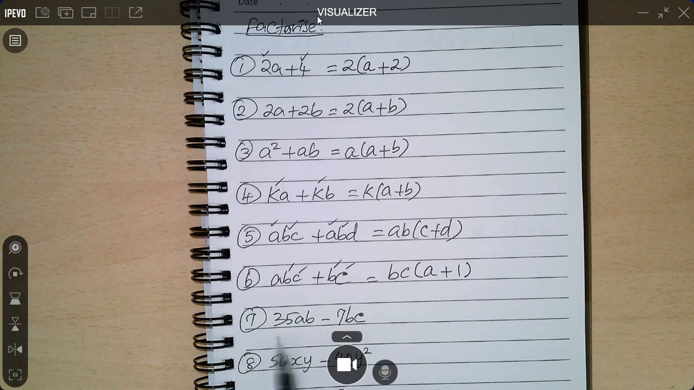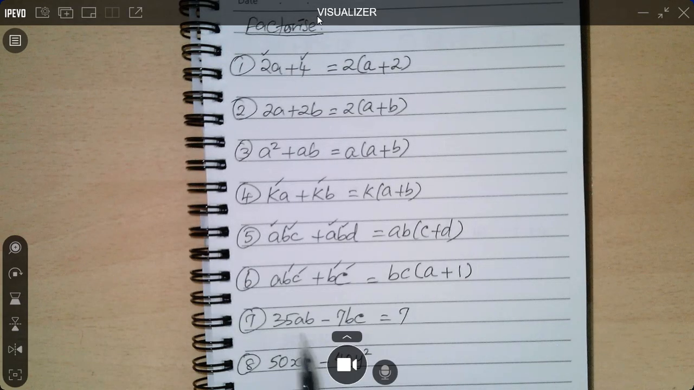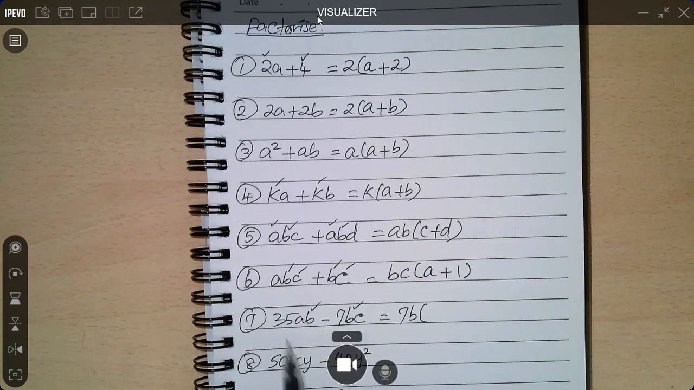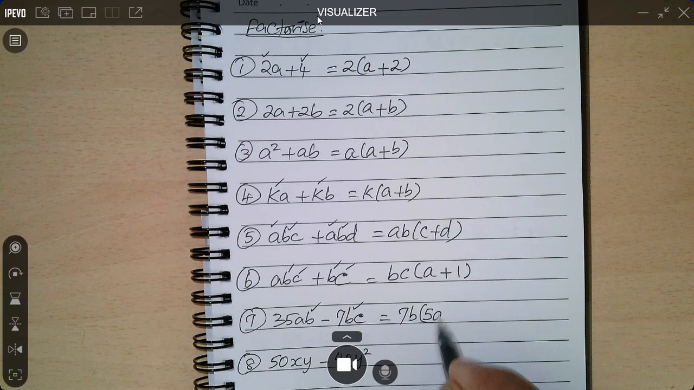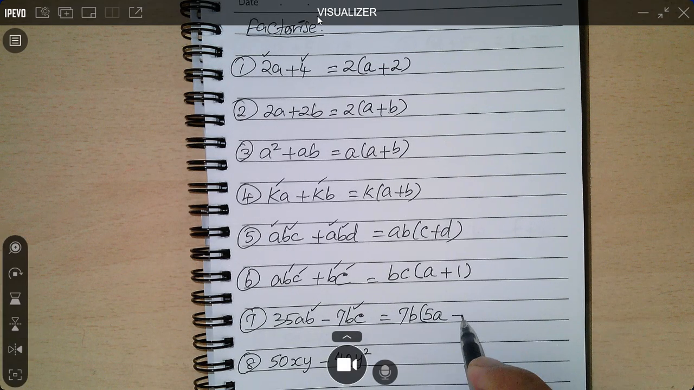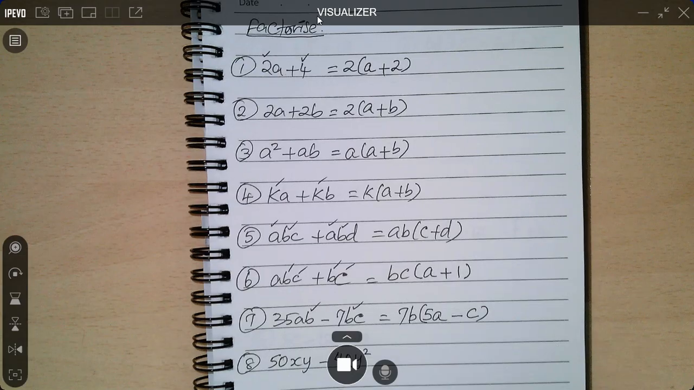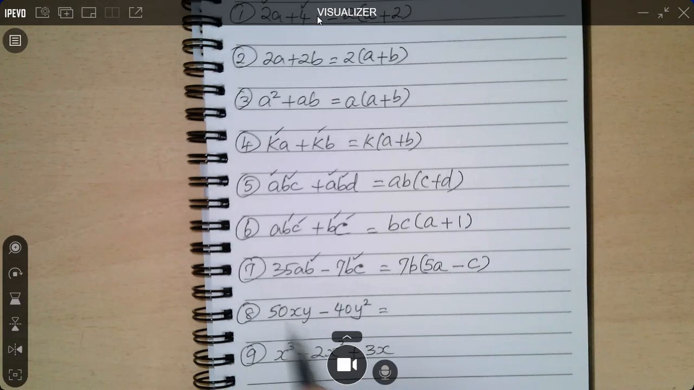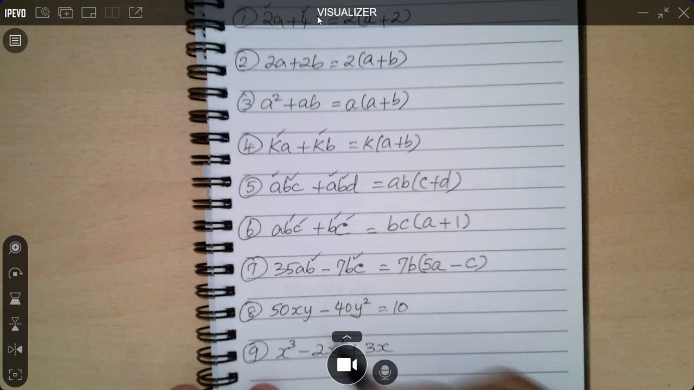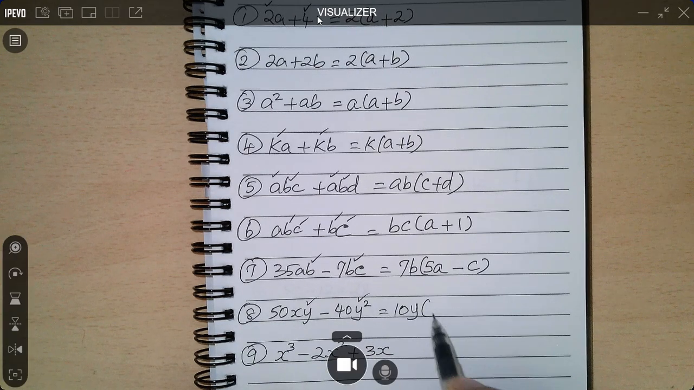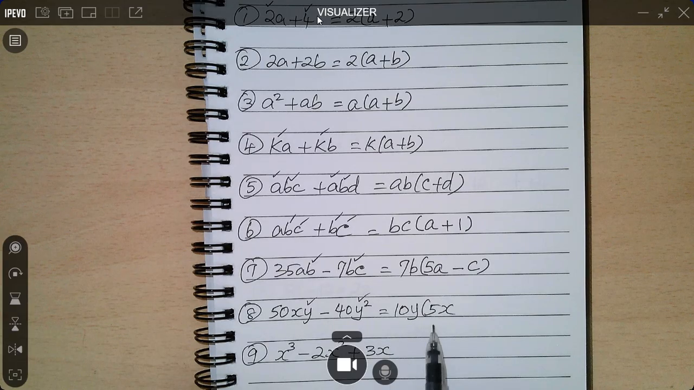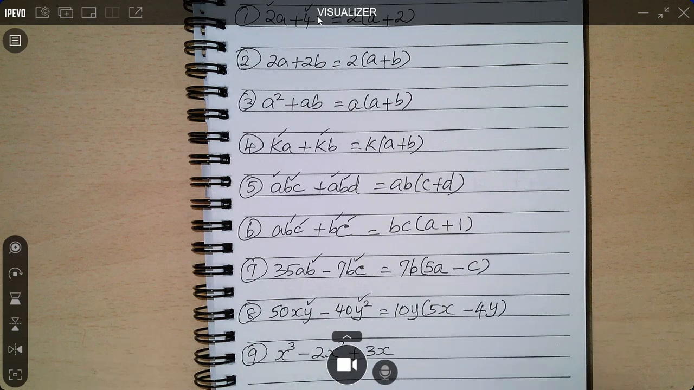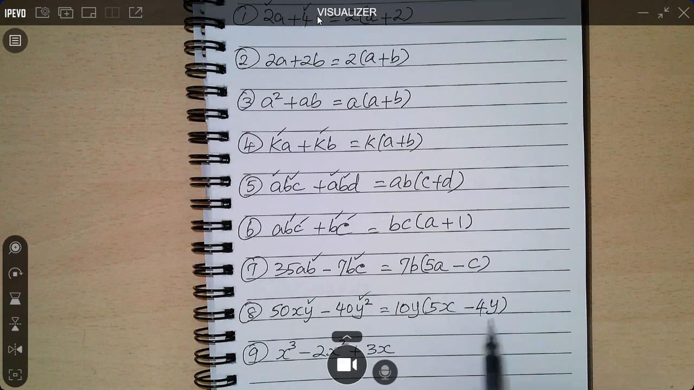Now look at this, 35 and 7. 7 is common. You've got a here, don't have a here. You've got b here, got b here. So 35, if you take out 7, the balance is 5a, the b you took out. Minus 7b, you took out already, c. Now let's take a look at the next expression. 50 and 40, 10 is common. You have y here, you also got y here, so 10y. The balance is 5x, as 50 taking out 10 would be 5, minus 40 taking out 10 would be 4, and 1y here, another y you took out already. If you multiply back, you will get back this.